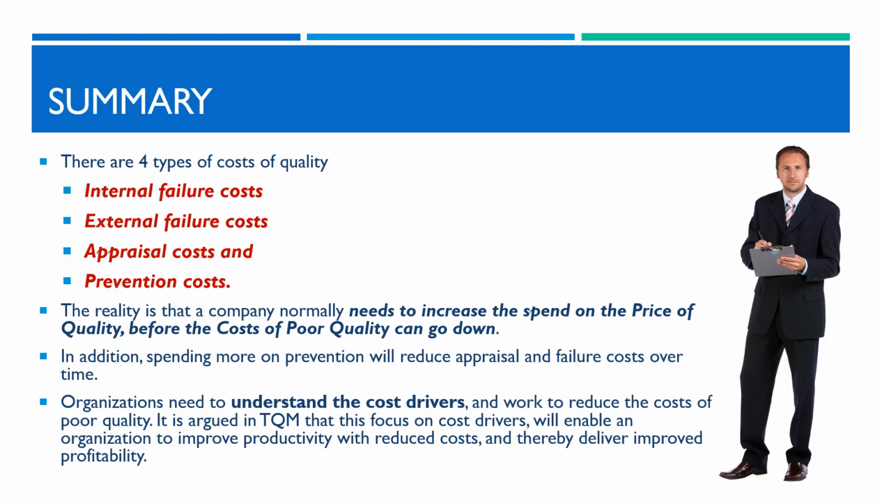Let's close with an overview of the key points of this unit. There are 4 types of costs of quality. These include internal failure costs, external failure costs, appraisal costs, and prevention costs. The reality is that a company normally needs to increase the spend on the price of quality before the costs of poor quality can go down. In addition, spending more on prevention will reduce appraisal and failure costs over time.